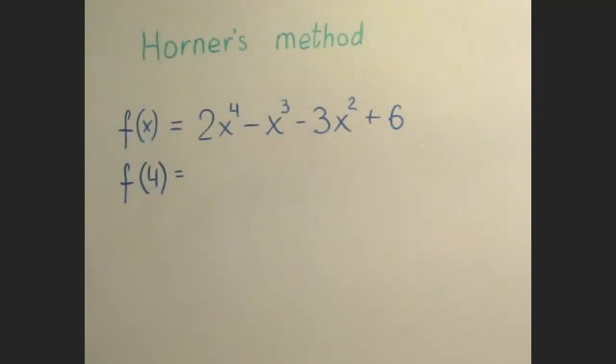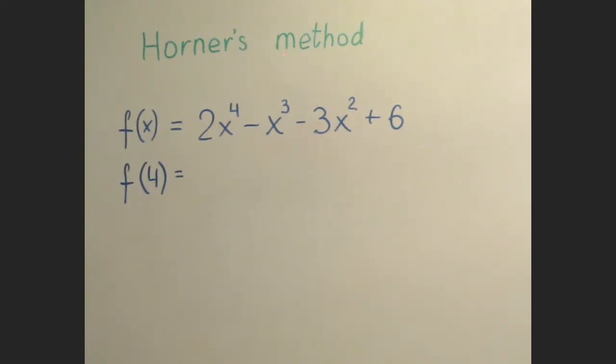Hello. Suppose we have a function, f of x, in the form of a polynomial. For example, 2x to the fourth power minus x cubed minus 3x squared plus 6. And we want to calculate the value of this expression for some x, for instance 4. Now of course we can substitute 4 for x in the expression and get the correct answer.